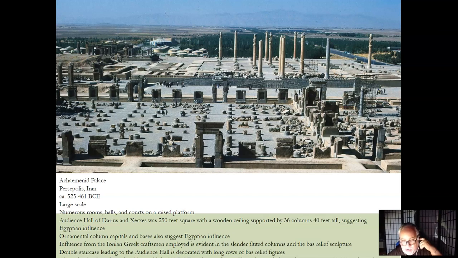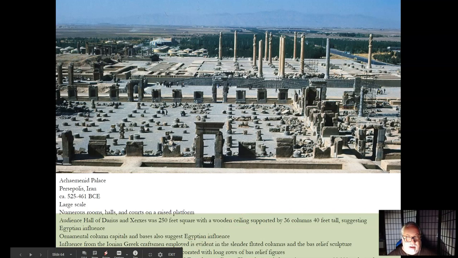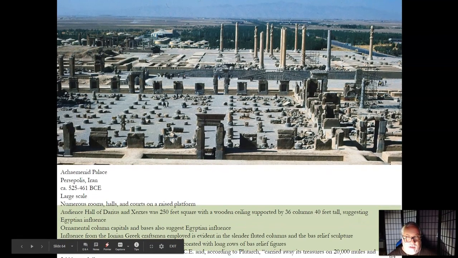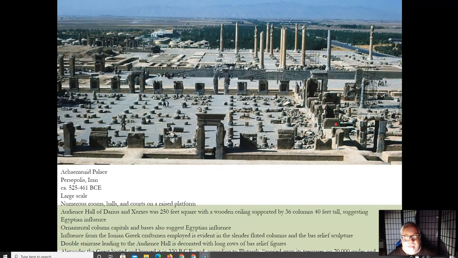So the last big thing is the Achaemenid Palace, which is in Persepolis, which again today is Iran, but ancient Persia. You can see by looking at it, there's not much left of this palace. You can also sort of get an idea how big it must have been. Unfortunately, Alexander the Great destroyed it. He did so basically intentionally, because the Persians had destroyed the Acropolis.